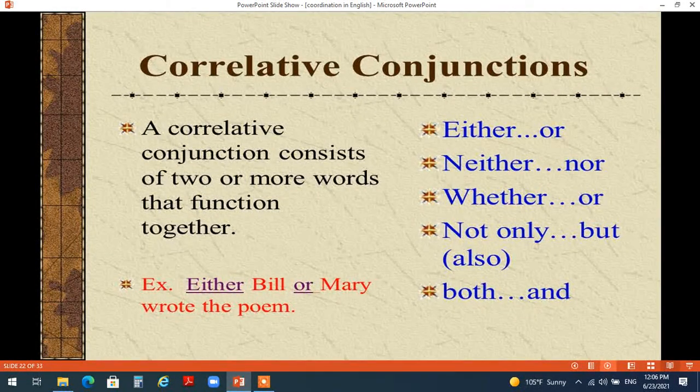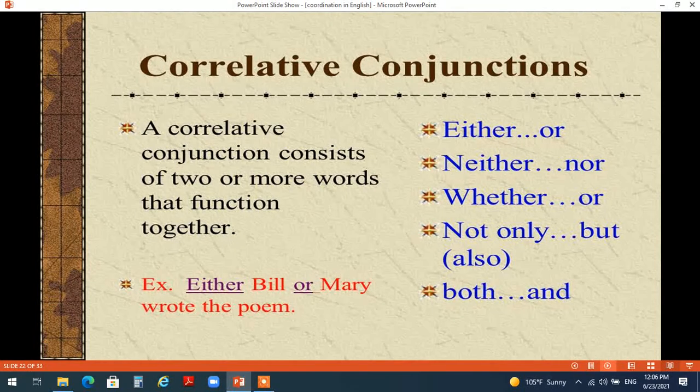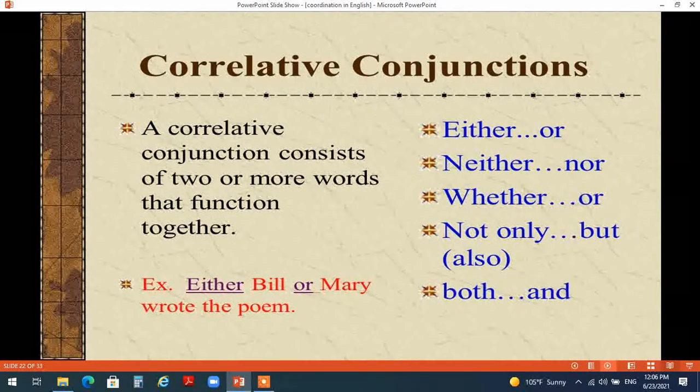For example, either Bill or Mary wrote the poem. So here the correlative conjunction is either or. We have other correlative conjunctions like neither nor, which we use for negation, whether or, not only but also, both and. All of them are correlative conjunctions, which are used as two words or more together in the same sentence.